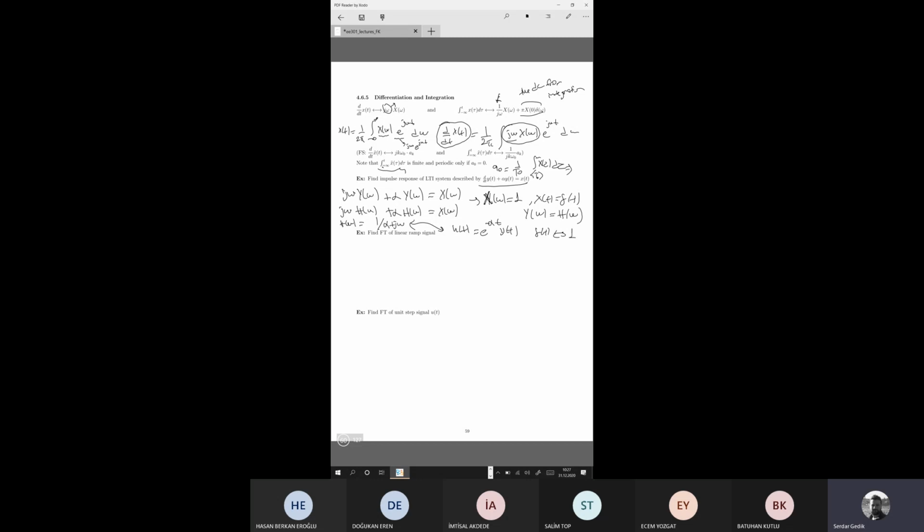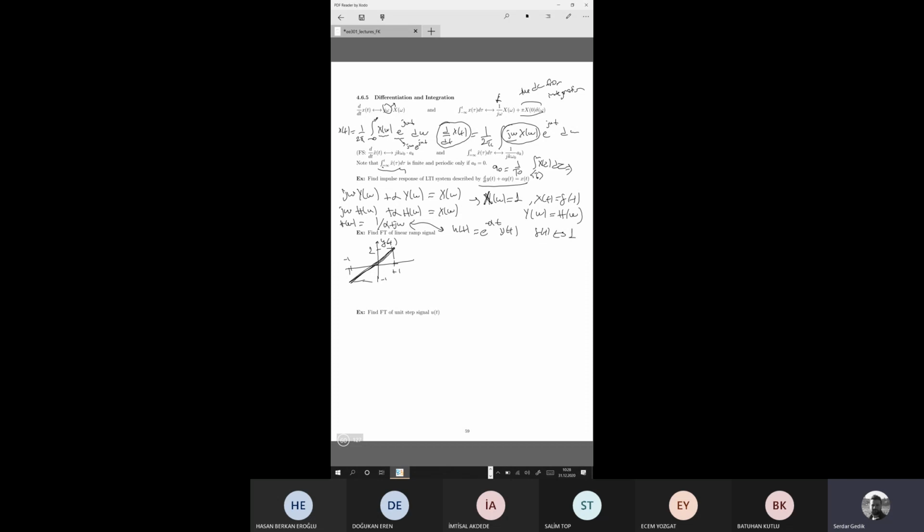The next example tells me to find the Fourier transform of a linear ramp signal. So what's the linear ramp signal? This is my linear ramp signal. Let's say that it is in the interval from -1 to +1. So this is my ramp signal. So this is 1, this is -1. Actually, this is y equals t in the interval -1 to +1.